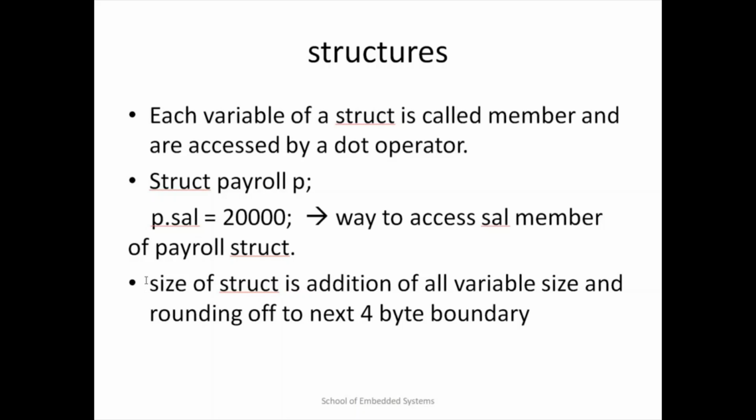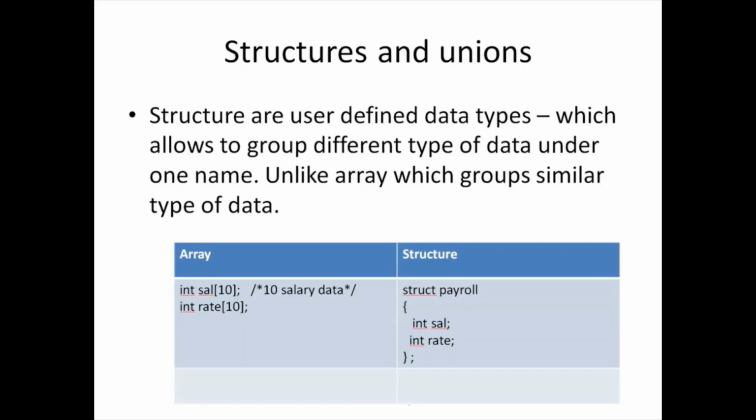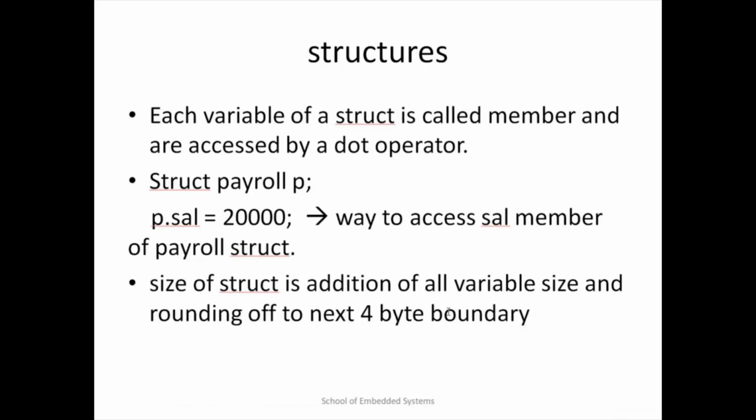Now next, what will be the size of a structure? This is a little important as well as a tricky part. Going back to the original example, the size of an integer is 4, and we have two integers here, so the size of this structure will be 8. This is clear. But if we have one more element like a character, character is 1 byte and integer is 4, so ideally the size of the structure should have been 9, but it will round off to the next 4-byte boundary. That is mostly for memory alignment.